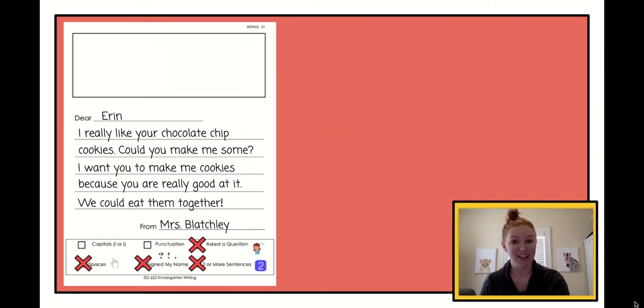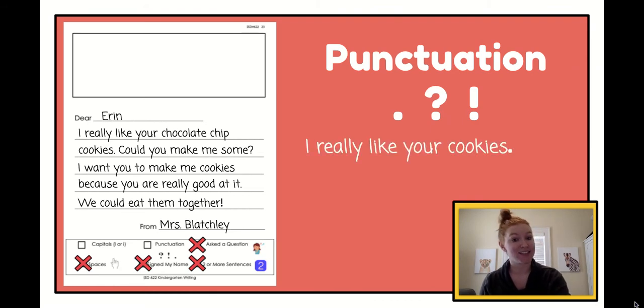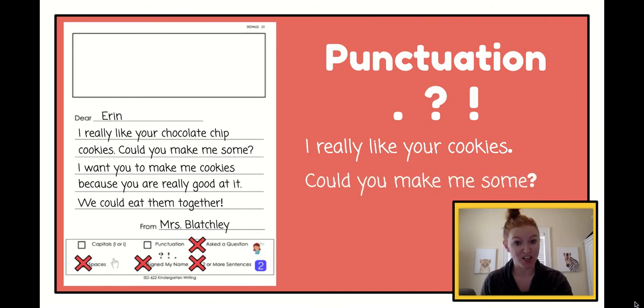The next thing I'm going to look and make sure I have is my punctuation. Remember, there are 3 kinds of punctuation we use in kindergarten. We have a period, we have a question mark, and we have an exclamation mark. So if I'm writing a sentence like this, I really like your cookies. That's just a statement. I'm going to put a period at the end. If I'm asking a question, could you make me some? I'm going to put a question mark at the end of that.